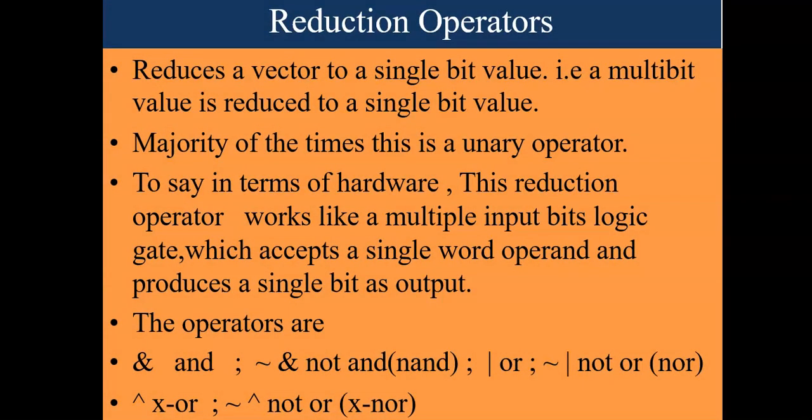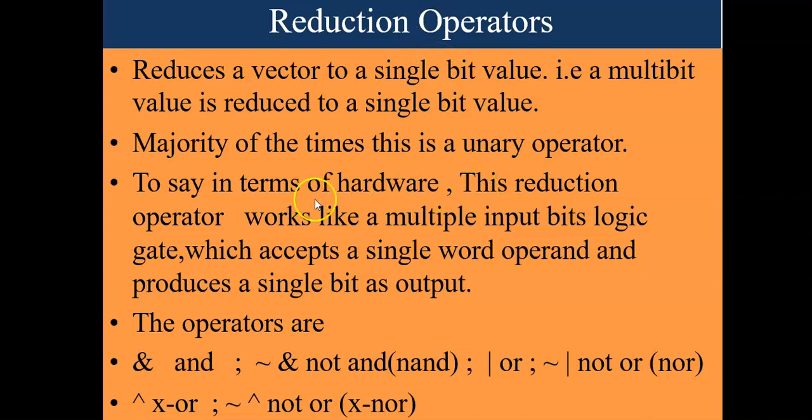Next, reduction operator. As the name itself indicates, reduction operator means it will reduce the size. So it will reduce a vector. Normally vector means multiple bits. It may have 4 bits, 7 bits, 8 bits. When I have operands, if I use a reduction operator, the size of this operand will be reduced to 1 bit, or a single bit. Suppose I have an operand with 4 bits. If I use a reduction operator, it will come to 1 bit.